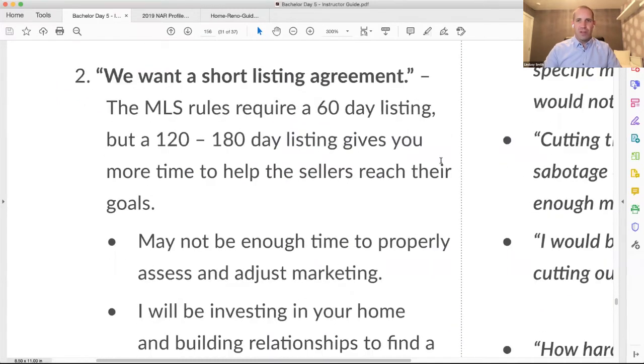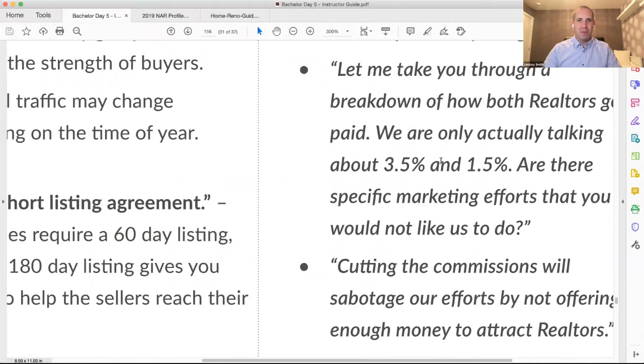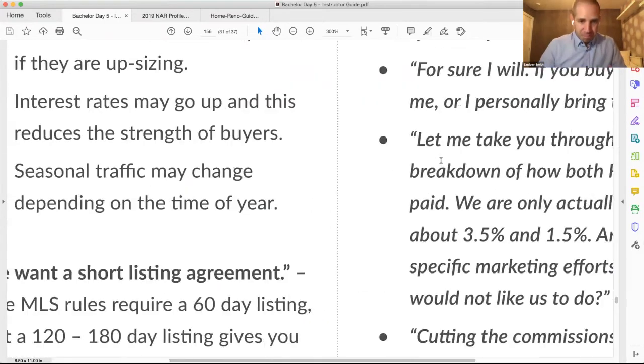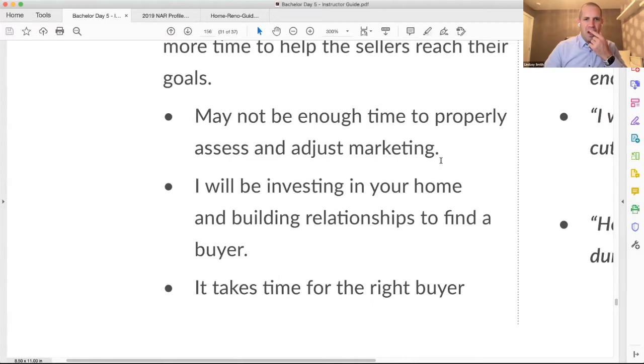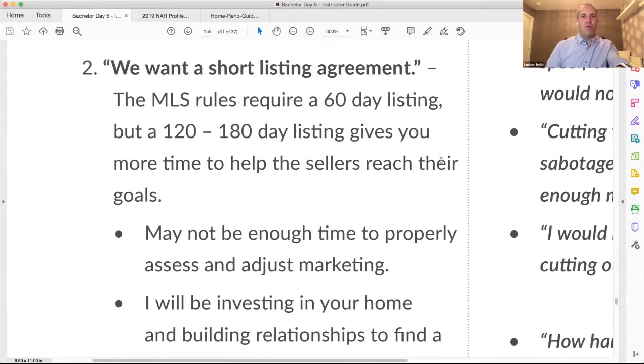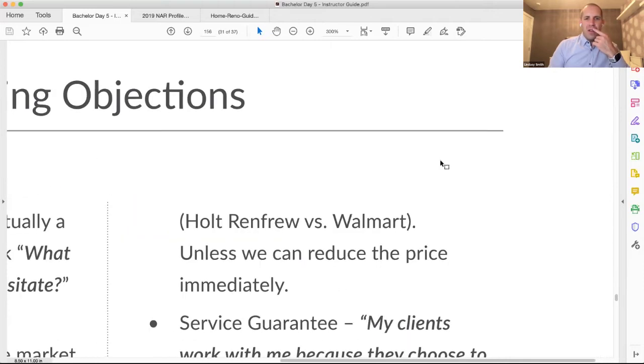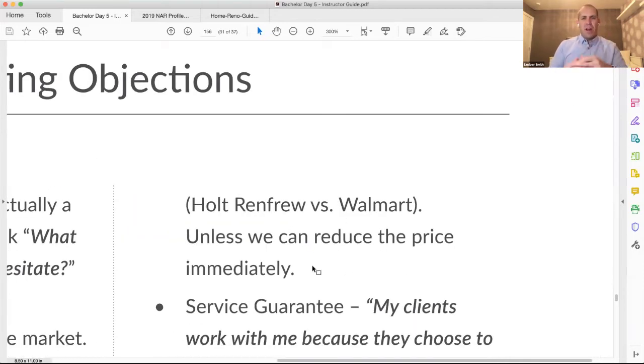We want a short listing agreement. Apologize as I scroll up to number three. Oh, we're not done yet. Another one here of we want a short listing agreement. Another way to talk about this is you can do this if we're willing to reduce the price immediately.